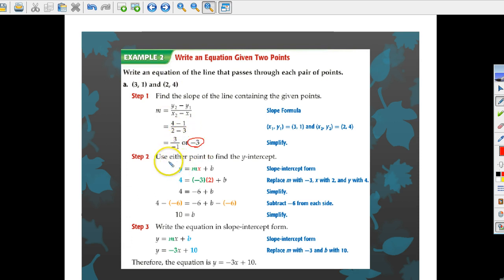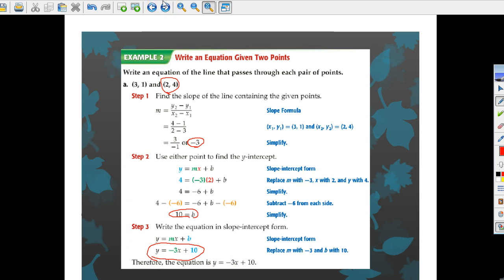You can use either point to find the y-intercept. You can use this point or that point, because now it's just like Example 1: you have a slope and you can use a point. In the textbook they use the second point, (2, 4). So your slope is -3, and you use the point (2, 4) for x and y. Find out what b equals. So b is 10. Now you have your slope and your y-intercept. Let's rewrite it in the equation: y = -3x + 10. So here is your final answer: y = -3x + 10.